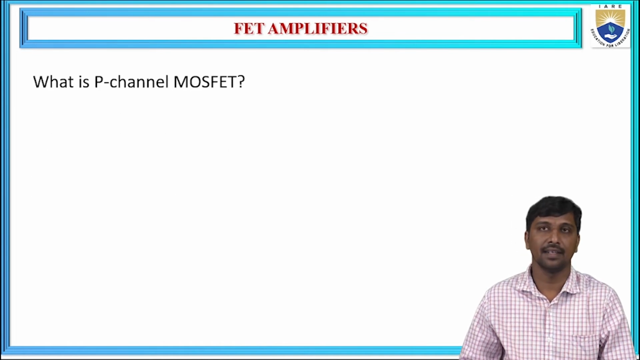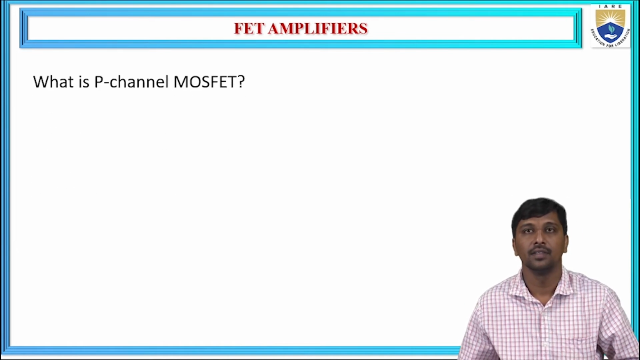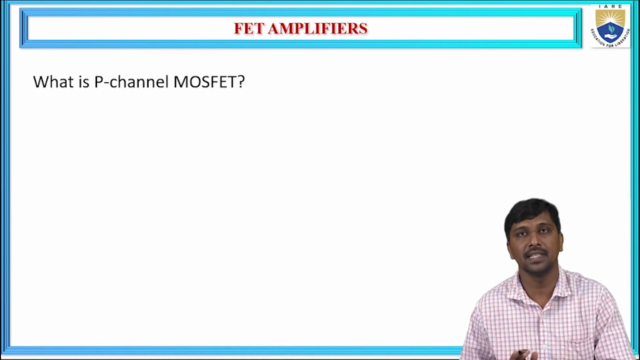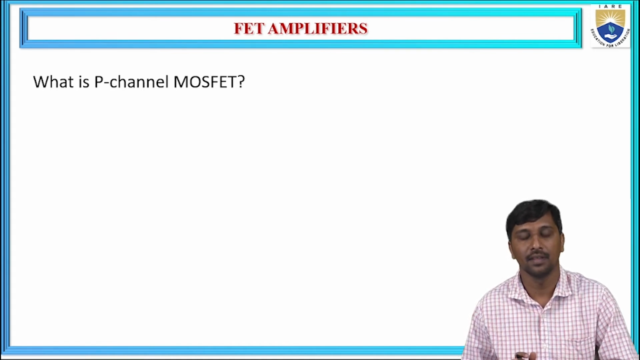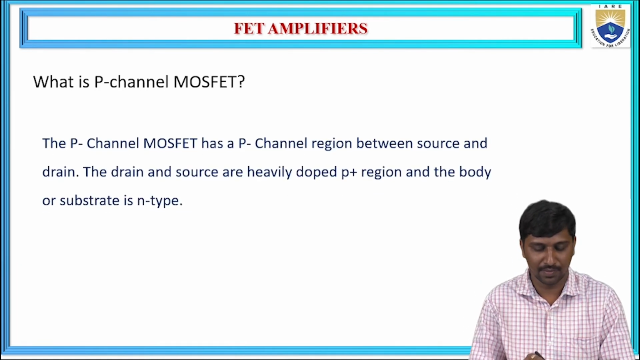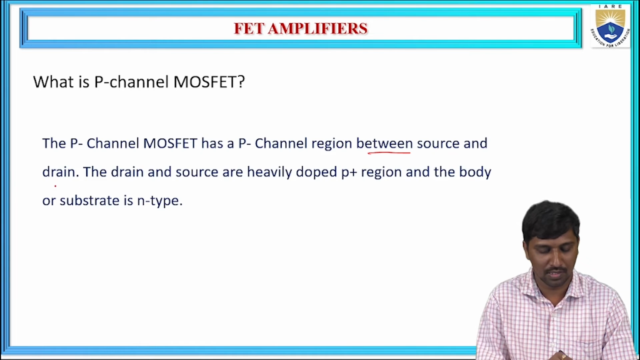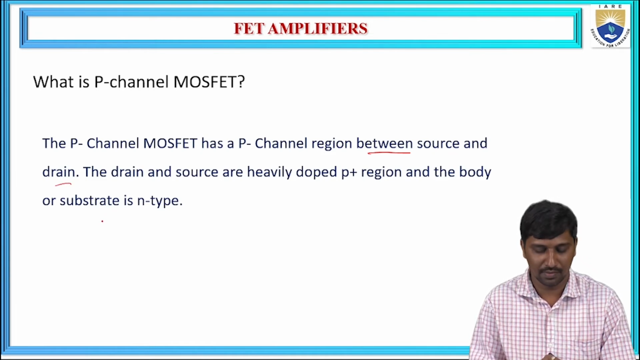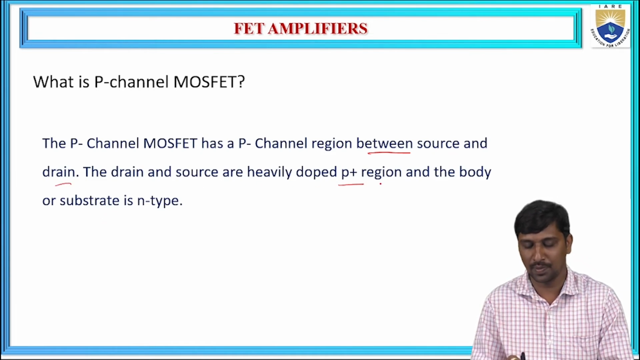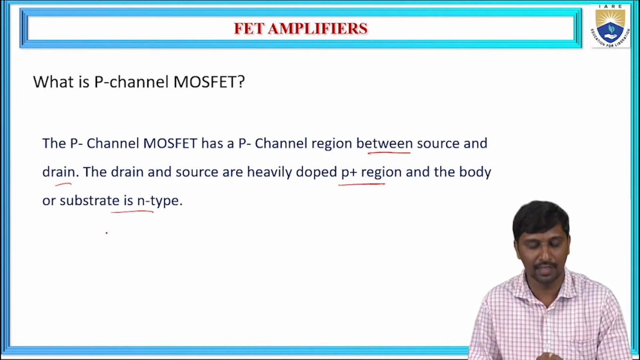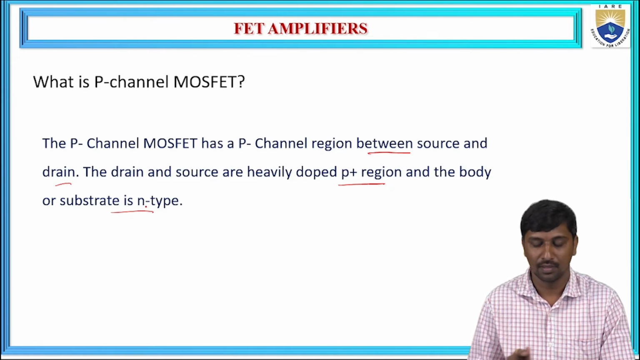So what is a P-channel MOSFET? In a MOSFET, we have two types: the P-channel and the N-channel. We define the P-channel MOSFET as having a P-channel region between source and drain. Hence, the drain and source are heavily doped P plus regions, and the body substrate should be N type.